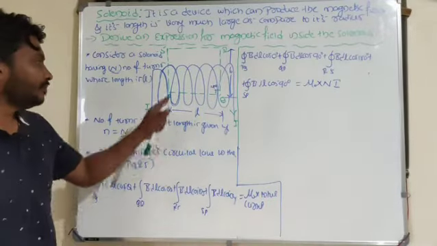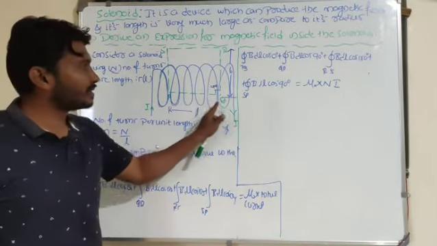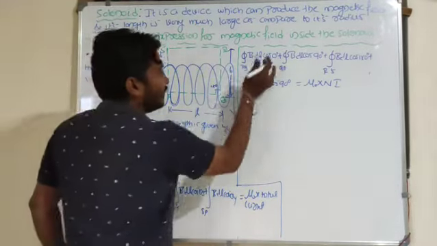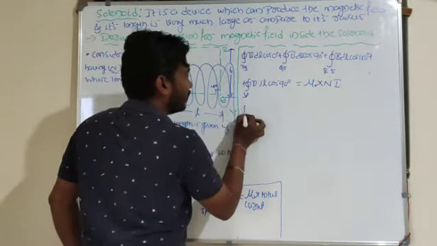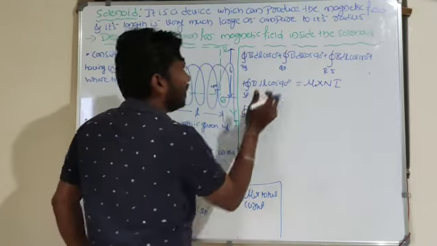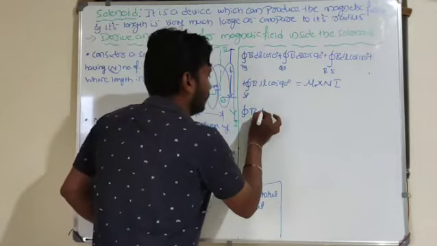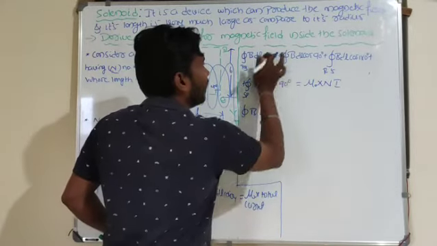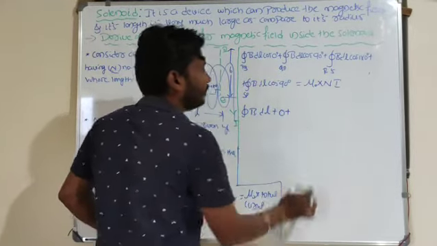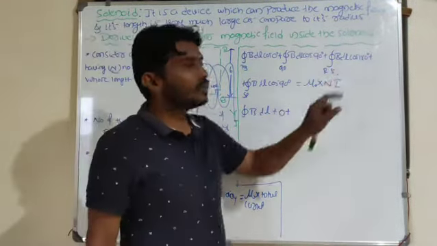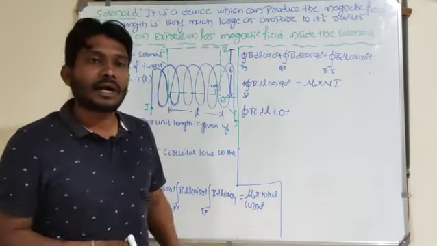Hope you get this point. Here n number of turns are present, so the total current I can take as N into I. Look at this equation, B into dL cos θ. Cos 0 is 1. Cos 90 is 0. Cos of 180 is minus 1.